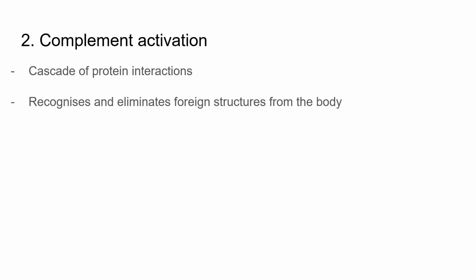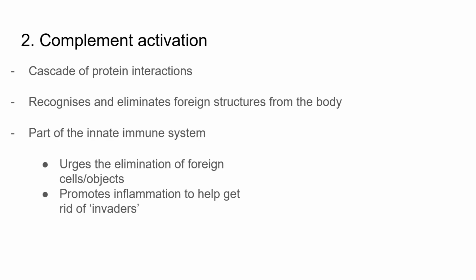The complement system is described as a cascade of protein interactions, the function of which is the elimination of non-self material from the body. It is part of the innate immune system and is important for urging immune cells to clear the body of foreign cells and structures, promoting inflammation to support this.